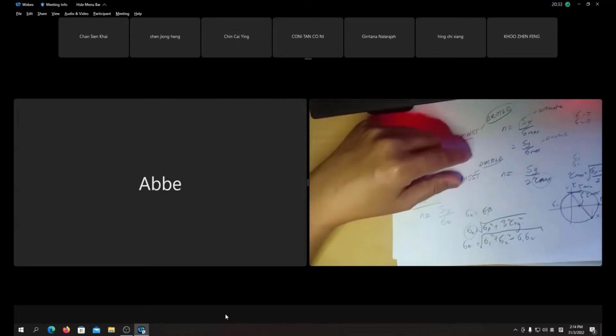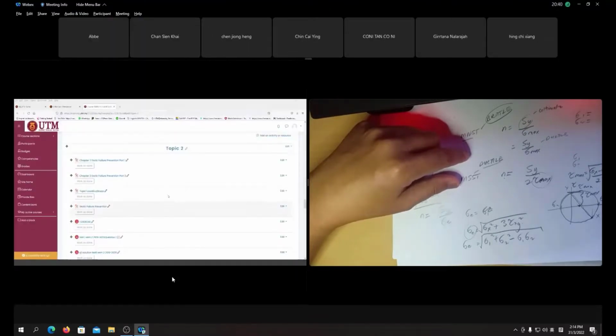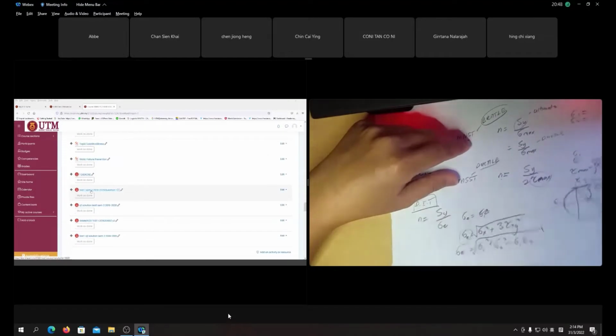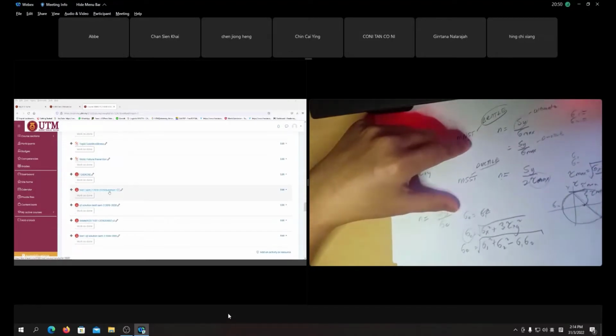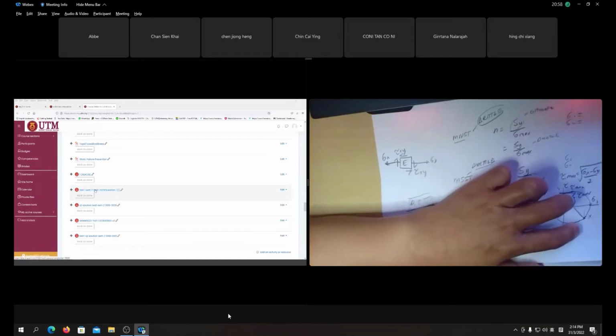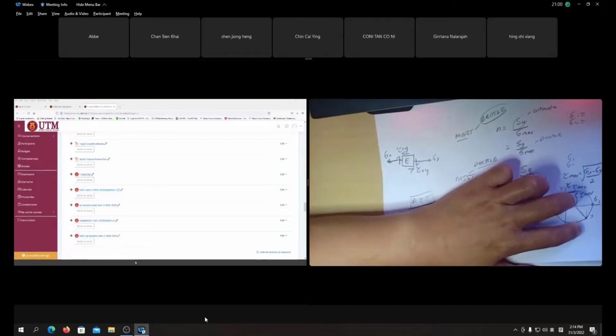Okay, we go for a sample problem. Can you look at your e-learning? Can you see the e-learning? Okay, we go for test 1. This is a test 1 from the previous year, semester 2019 to 2020, test 1 question 1, static loading. Question 1 on your test 1.